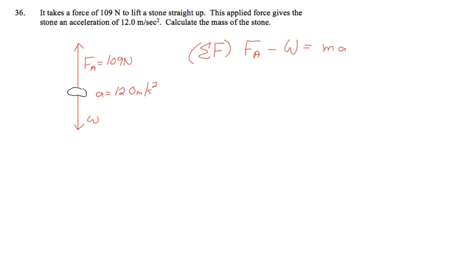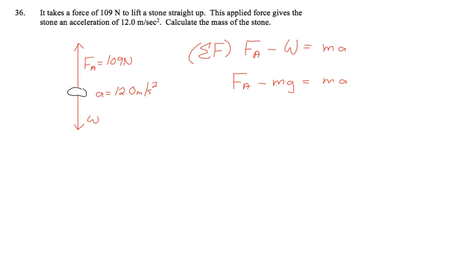Now, I know the applied force, so if I do a checklist here, I know the applied force, I know the acceleration, I don't know the weight or the mass. Well, the unknown in the problem is the mass. So what I'm going to do is I know I can write the weight as mg. And if I write it as mg, then that will be the only unknown in my equation. So I will have Fa minus mg equals ma. And the mass is the unknown.